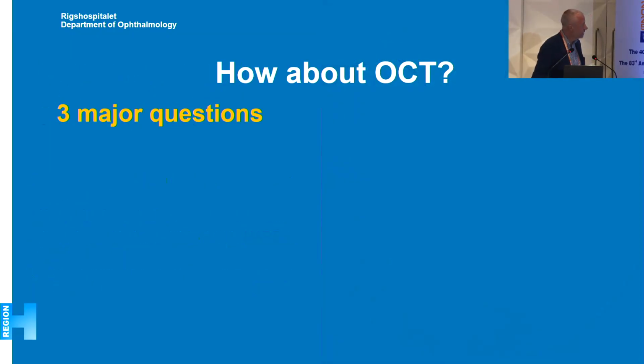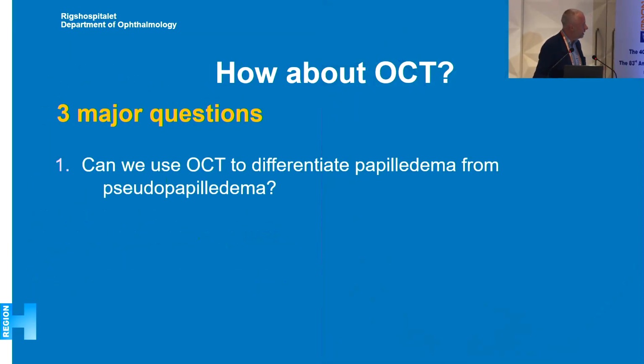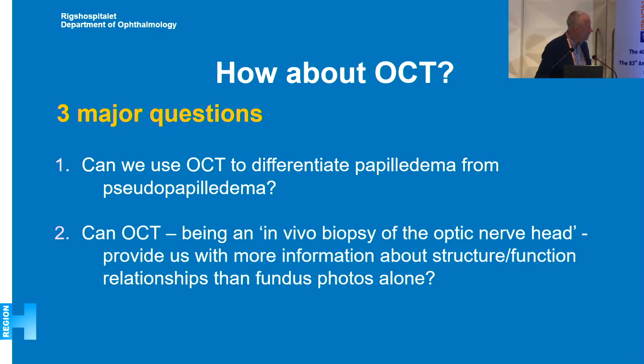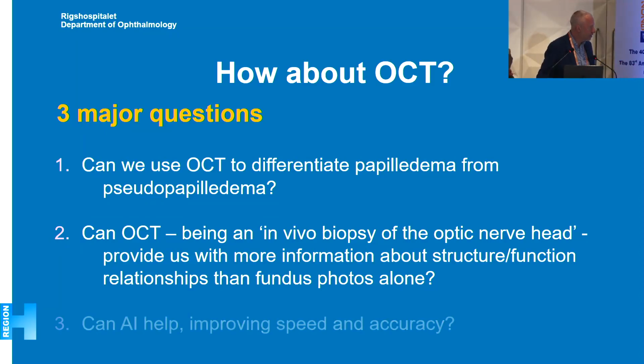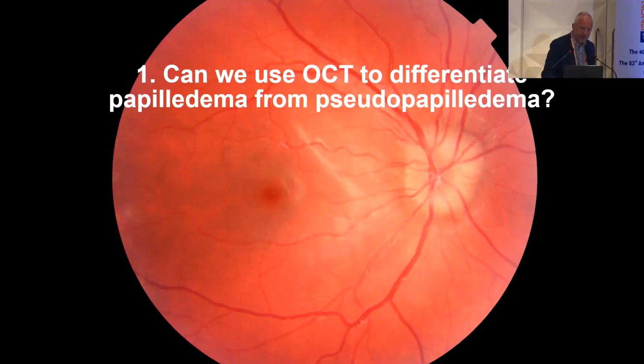So what about OCT? I have 3 major questions. Can we use OCT to differentiate papilledema from pseudopapilledema? Can OCT, you can call it an in vivo biopsy of the optic nerve head, provide us more information about the relationship between structure and function? And can AI help improving speed and accuracy? So I'll go through these 3 questions here today.